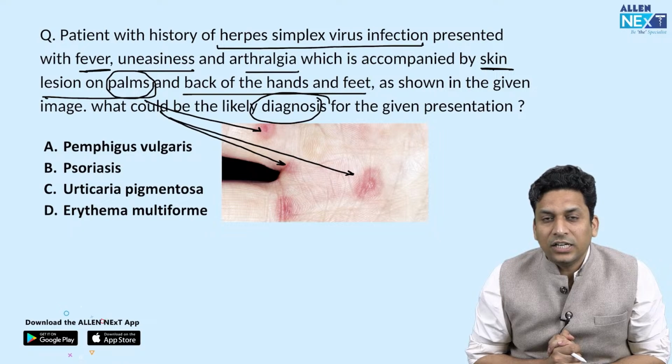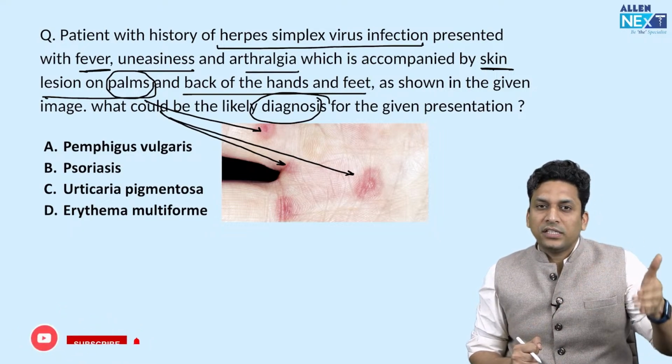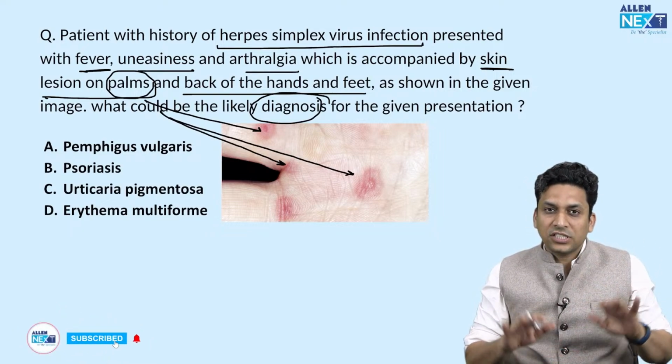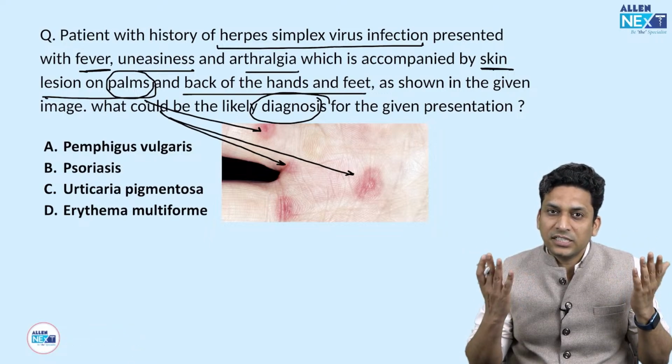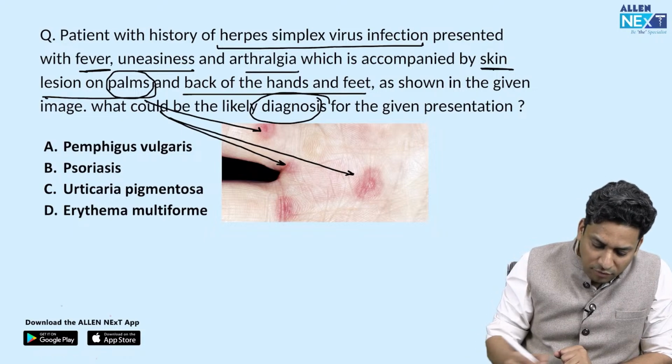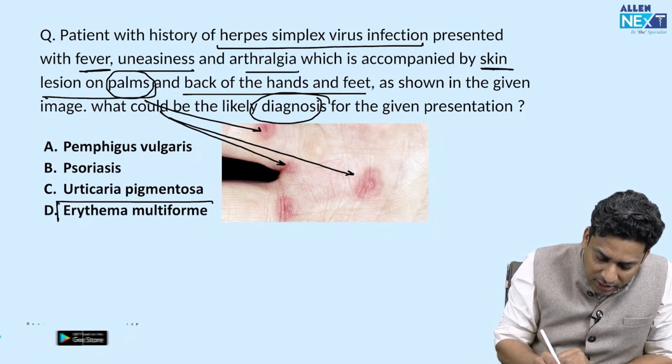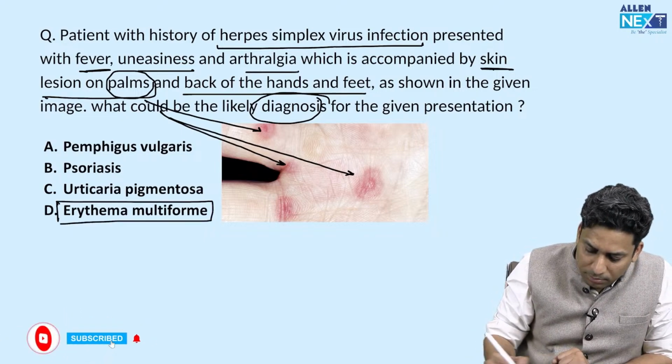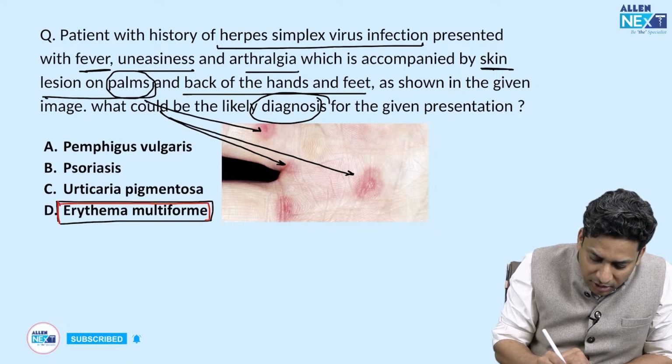So do you know any condition where after herpes virus infection such type of lesions start developing over distal extremities like hand and foot? Yes, this is a case of erythema multiforme. Erythema multiforme. Why erythema multiforme?